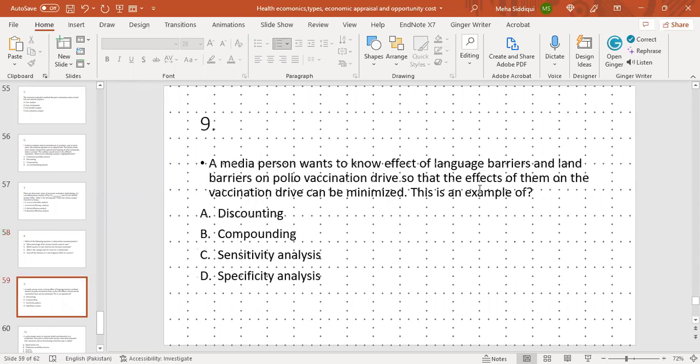MCQ number 9. A media person wants to know the effect of language barriers and land barriers on polio vaccination drive so that the effects of them on the vaccination drive can be minimized. This is an example of discounting, compounding, sensitivity analysis, specificity analysis. C. Yes, right option is C.